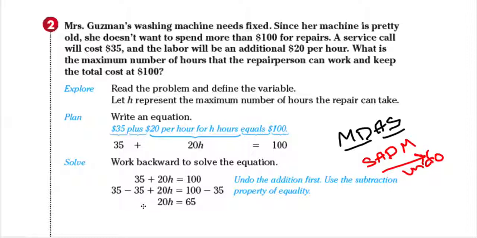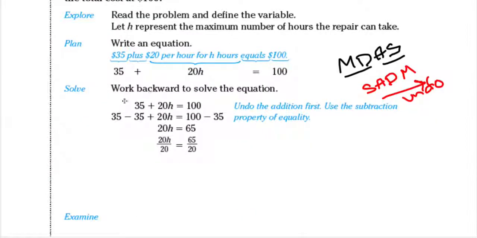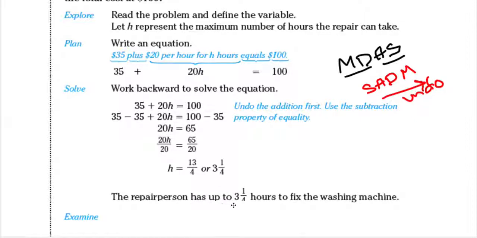Now that we've undone 35, we need to undo 20H. And if you notice, 20H is a multiplication operation. Just like in the previous example, to undo multiplication, we need to divide both sides by 20. Now I have 20H over 20 equals 65 over 20, and the value of H would be 13 over 4, or 3 and 1/4. The repair person has up to 3 1/4 hours to fix the washing machine, so that they will not spend over 100.